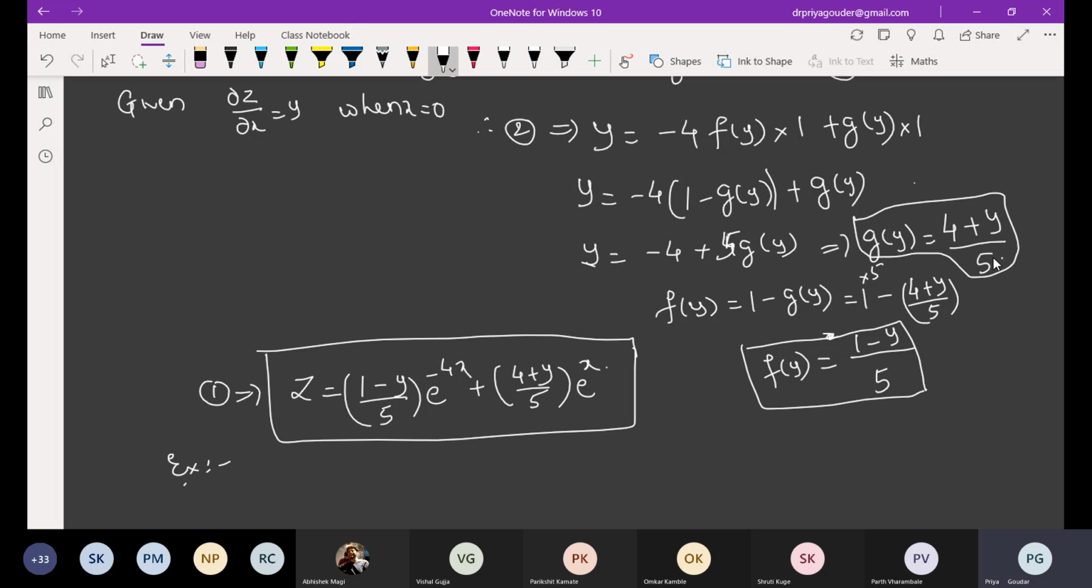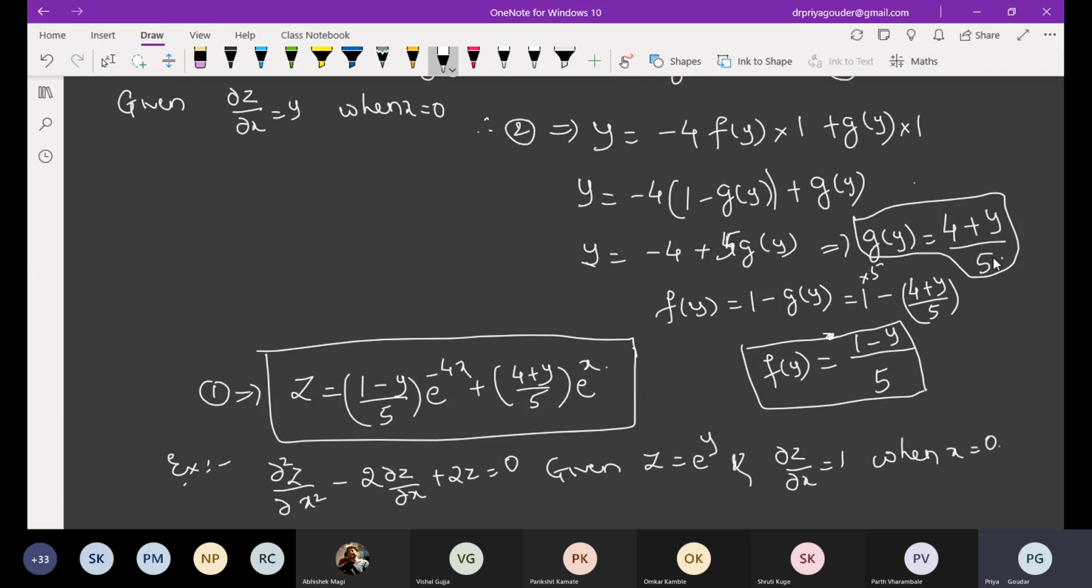Write one similar example for homework. Dou square z by dou x square minus 2 dou z by dou x plus 2z equal to 0, given z equal to e raised to y and dou z by dou x is equal to 1 when x equal to 0. You can try this as a homework sum. Please try some examples so that you can understand the method clearly.